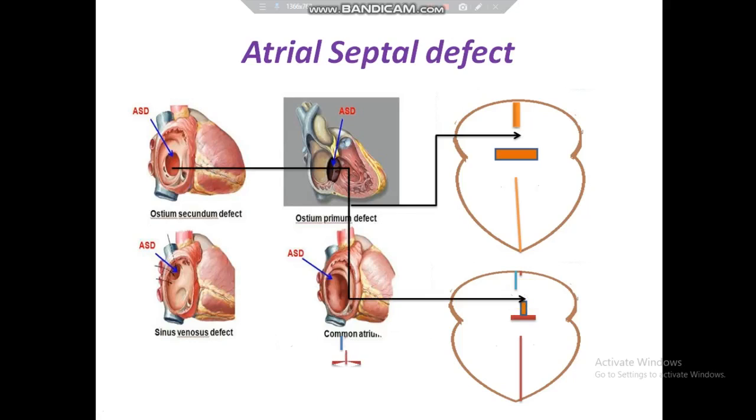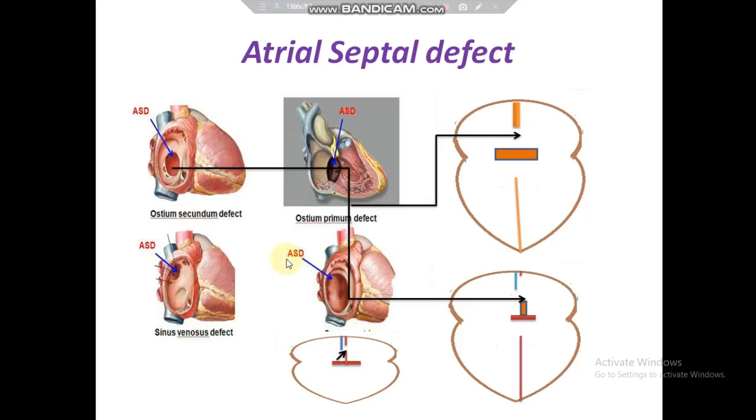Again, we see after formation of the septum secundum is complete, there occurs communication between the right and the left atrium during the fetal period through this foramen, which is called the foramen ovale. Normally this foramen ovale gets closed when the child is born because of high pressure on the left side. So this foramen gets closed and we have the fossa ovalis at that place. Sometimes it remains open and the condition is known as patent foramen ovale.